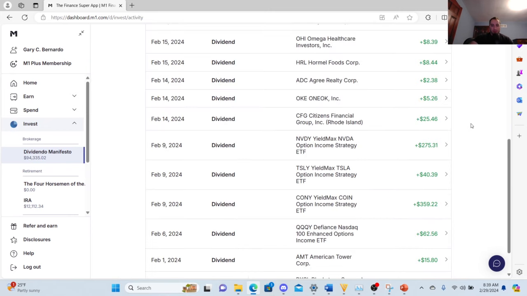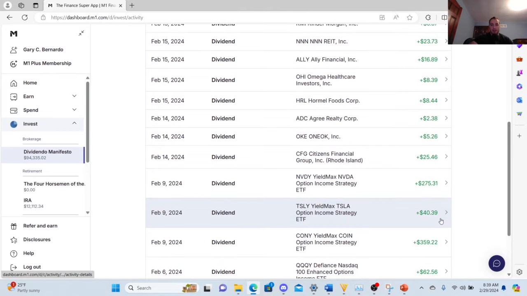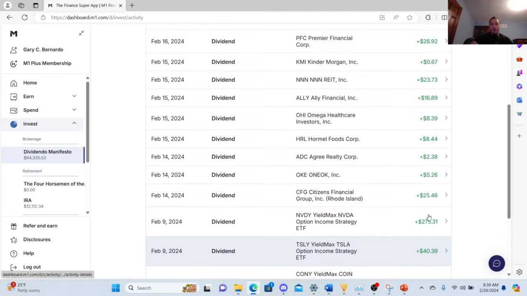So at the start of February, I made $1,580 with American Tower. February 6th, I made $6,256 with QQQY, which has done very well buying dividend growth stocks. As well as CONY, I made $359.22. TSLY, I made $40.39 with a stock split. I'm going to reverse stock split. I'm going to have some decisions to make. Is it worth the risk? I'm going to have to ask myself that if I get another 100 shares and think about it.